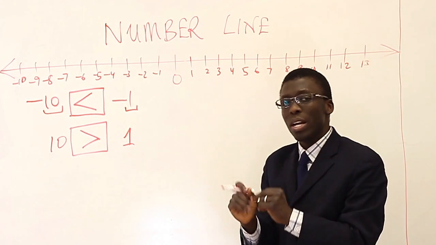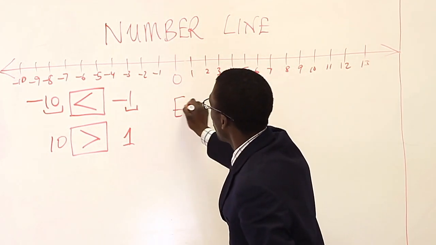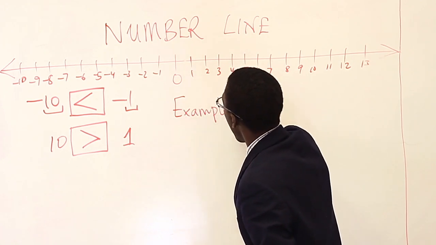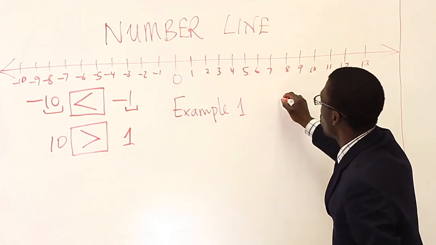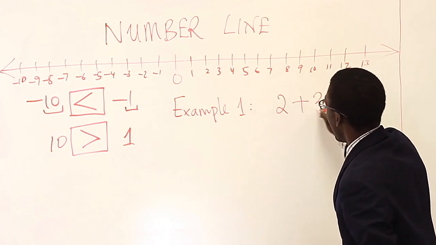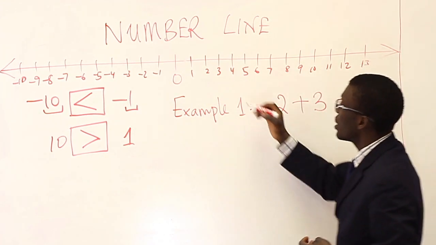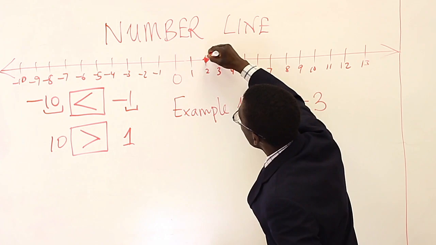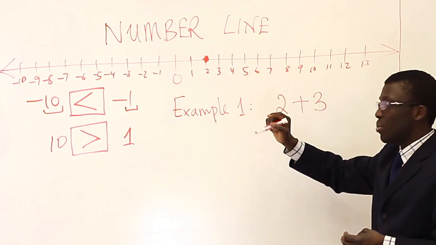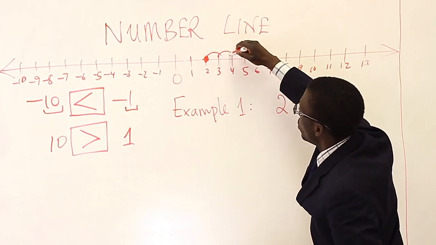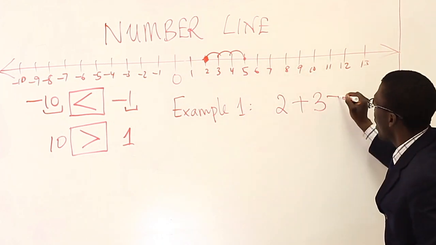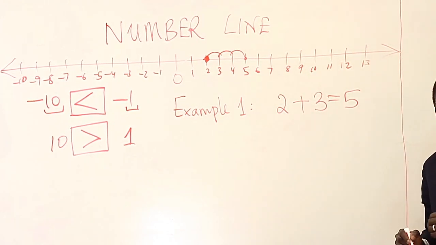But let me give you 2 quick examples on how to use the number line. Example 1: if someone were to ask you what is 2 plus 3? What that means is you go to the number 2 and you add 3, which means you move to the right 3 times. So 1, 2, 3. So what is 2 plus 3? 2 plus 3 is 5.